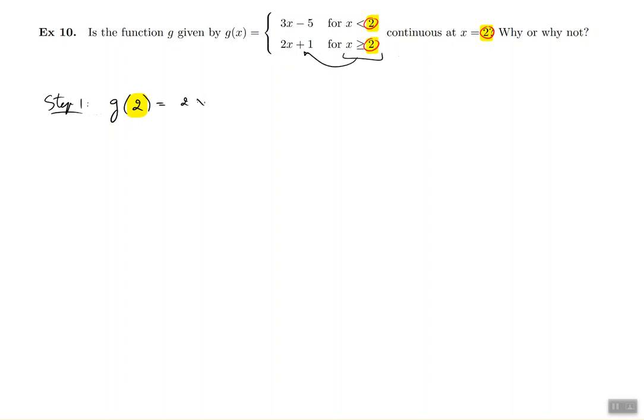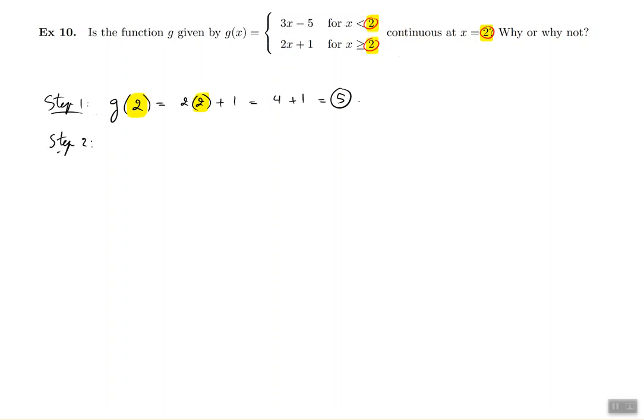So we're going to use the equation 2x plus 1. But keep in mind that we are going to evaluate x with the number 2 in this case, because we are plugging in 2 in the problem. So 2 times 2 plus 1 is going to be 4 plus 1, which is at the end simply 5. And that's the end of step 1, which is great.